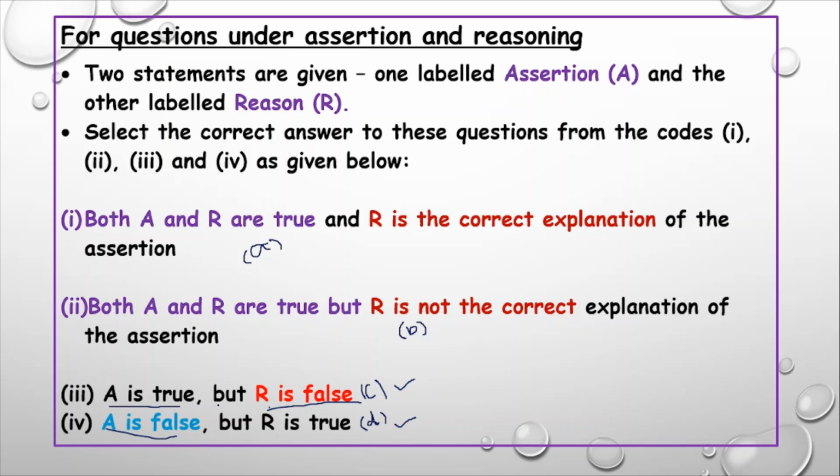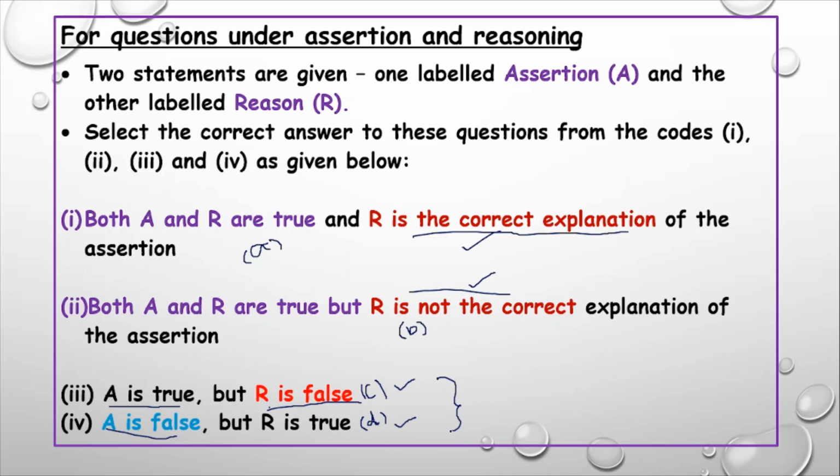But suppose assertion is true. Already we checked the reason is true. Now we checked assertion is true. Both the statements are true. Check the connect between the statements. If the connection or explanation is correct, go for option A. Or not correct means go for option B. This is the algorithm of checking the assertion reasoning questions. Okay. If any of the statement is false, fine, I'll go with option 3 and 4, fine.